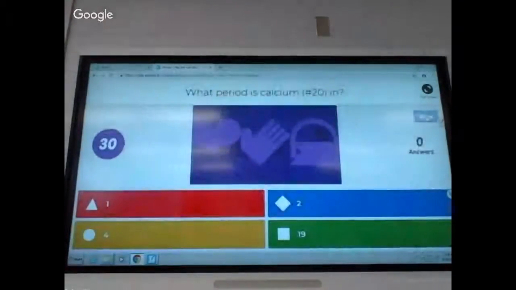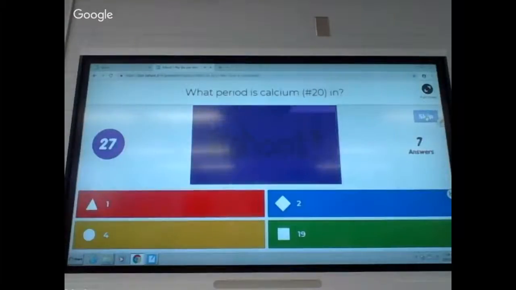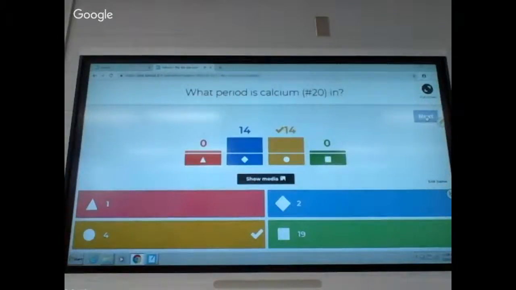It's calcium. I gave you the atomic number. Where's calcium? People, they're in numerical order. 1, 2, 3, 4. Read the questions tomorrow on the quiz, people.